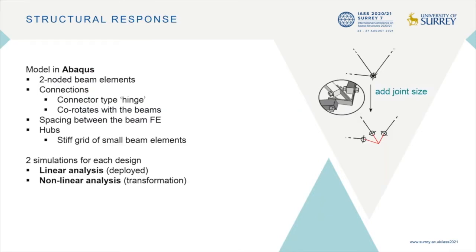Abaqus is used for the detailed analysis of the nonlinear transformation phase, as well as for the linear analysis of the deployed configuration. Beam elements discretize the structural members, and hinges are used to simulate the connections. A spacing between the beams is taken into account because in reality, the two beams in the scissor-like element do not lie in the same plane. The hub dimensions have been taken into account by using a stiff grid of small beam elements.